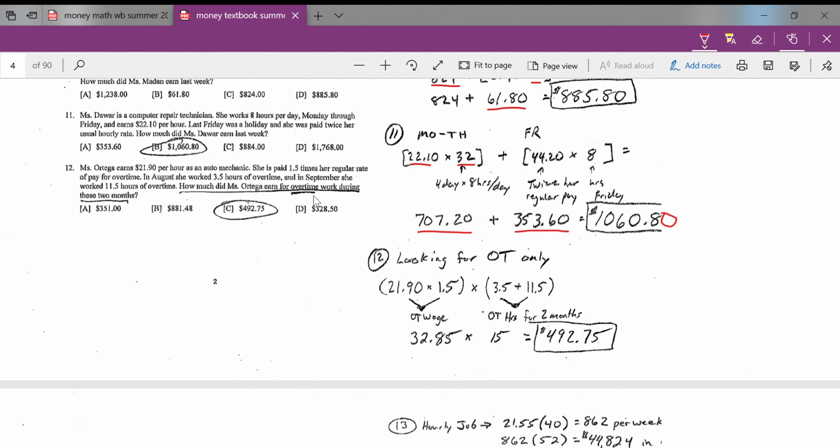So the difference with this problem and the other problems is they're only looking for the overtime. So we don't have to do anything with the regular pay. So if we're only looking for overtime, we first got to find the overtime wage. So we take the regular wage, $21.90 times 1.5, it's $32.85. Right?